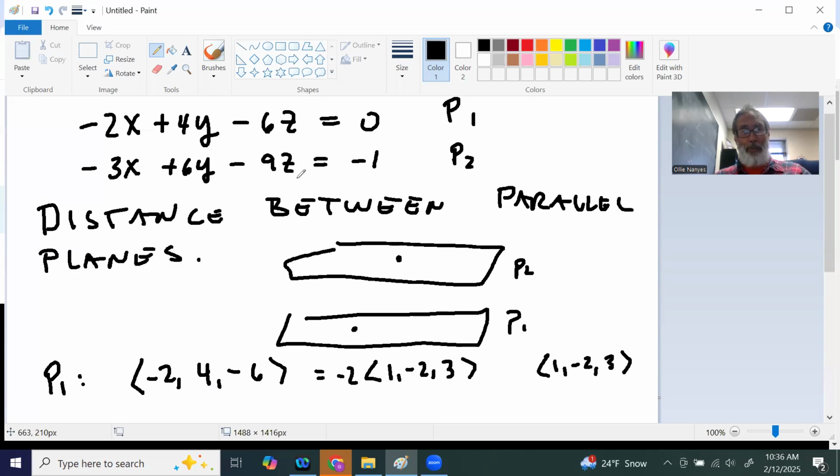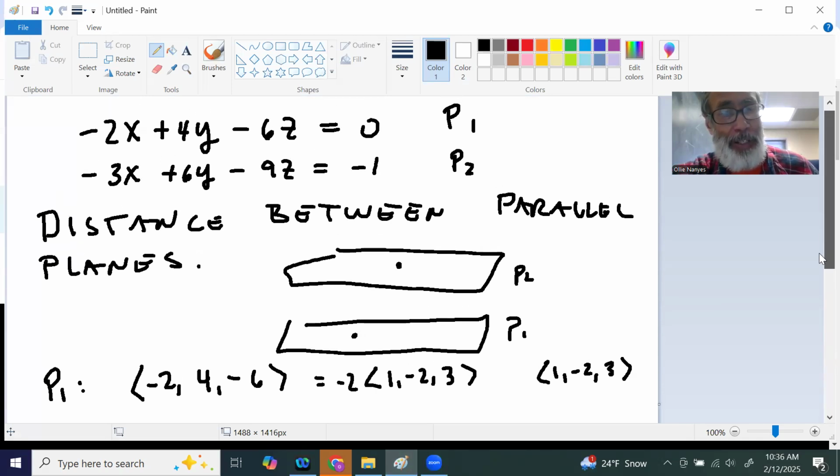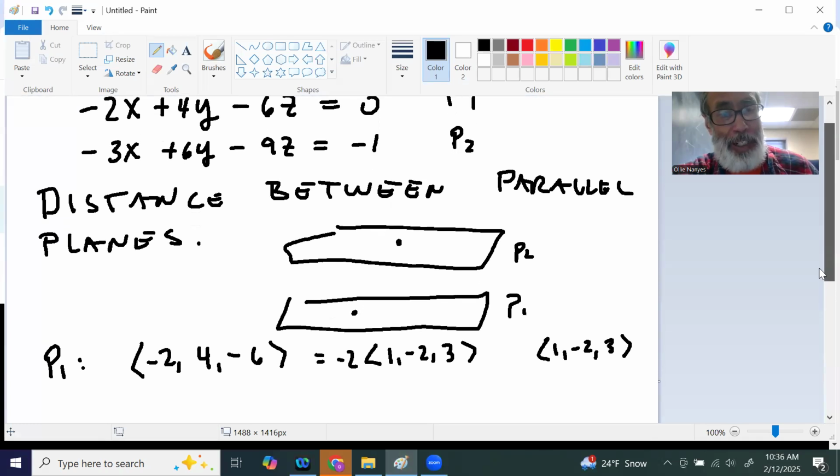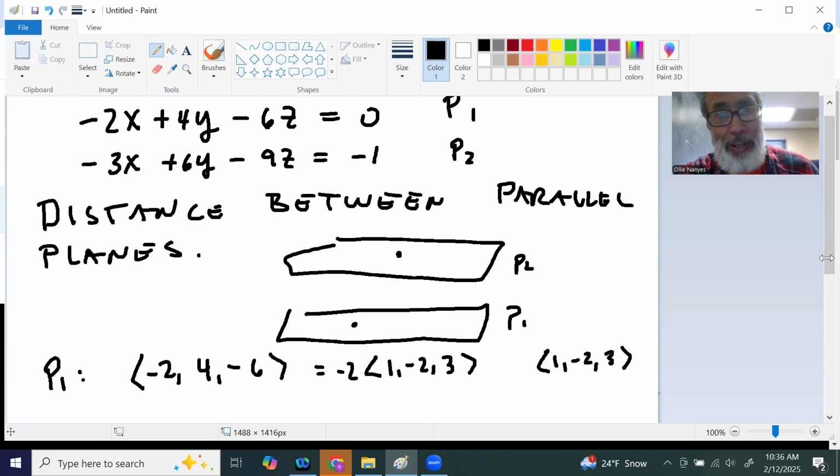And now for plane P2, all we really need to do is find a point that's on P2. It can be any point whatsoever. So we have our plane P1, and let's just remember what P1 is. And then P2, find a point that's on here. And let's see what we can do.